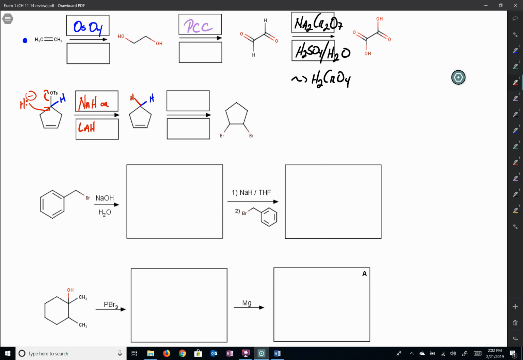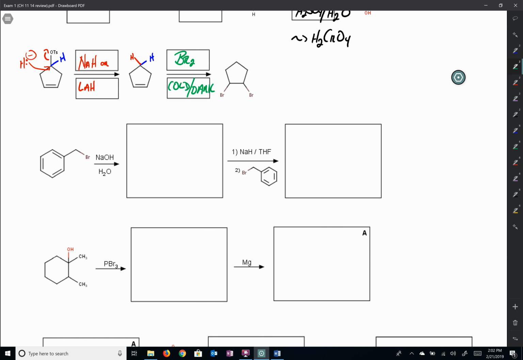Last step, we need to make a vicinal dihalide. So we know we're going to need some Br2, and we want to prevent the formation of radicals, so we want to keep it cold and dark, right? Not too bad. All right, next.